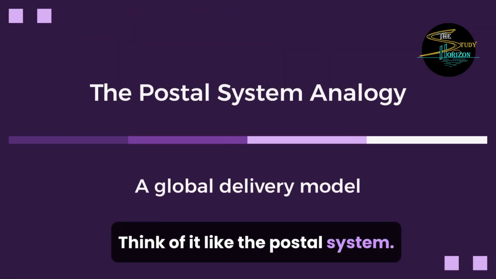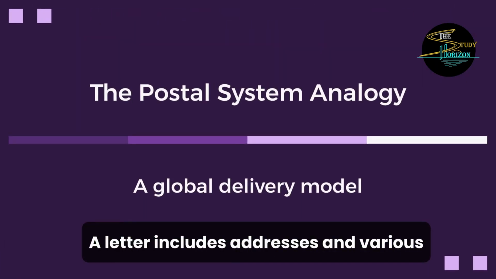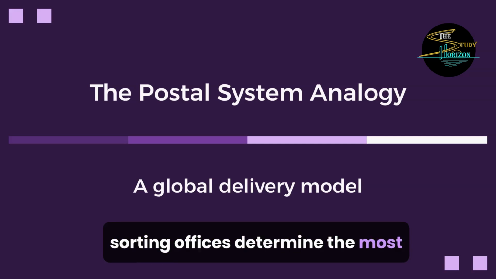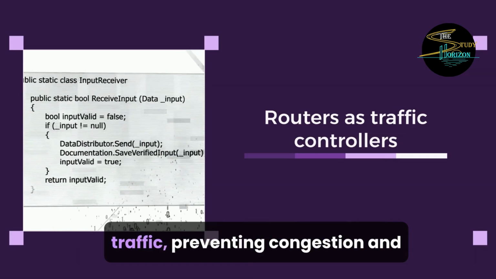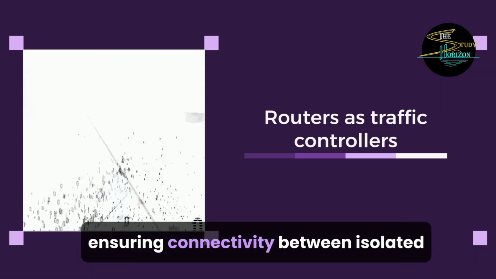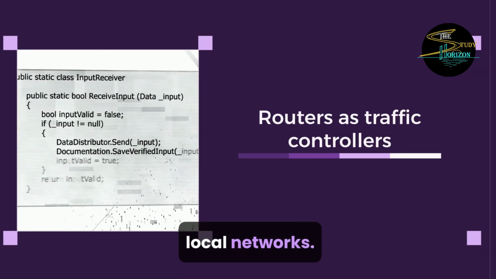Think of it like the postal system. A letter includes addresses, and various sorting offices determine the most efficient route for delivery. Routers read these addresses and direct traffic, preventing congestion and ensuring connectivity between isolated local networks.